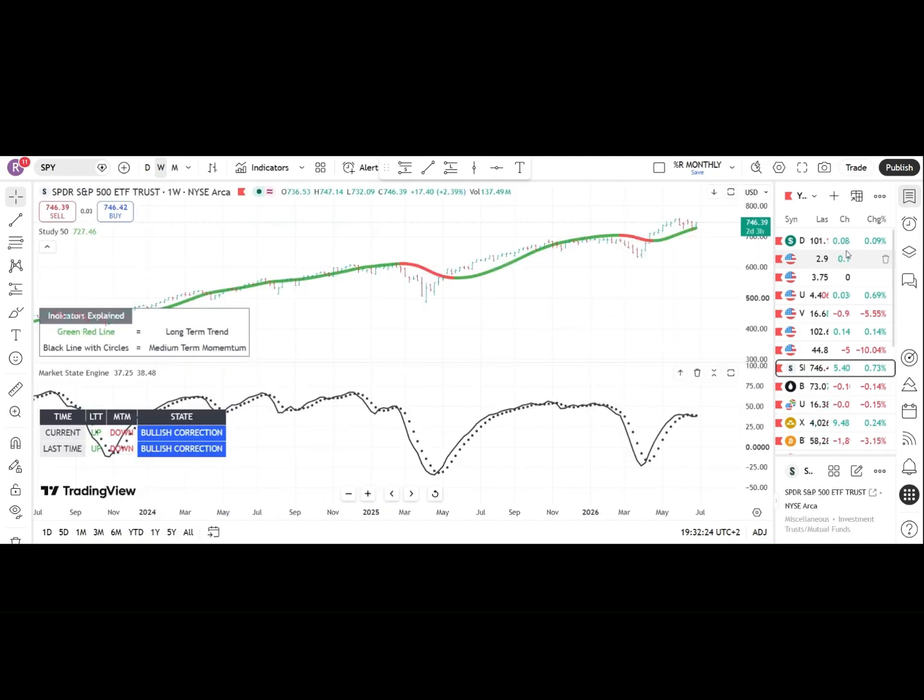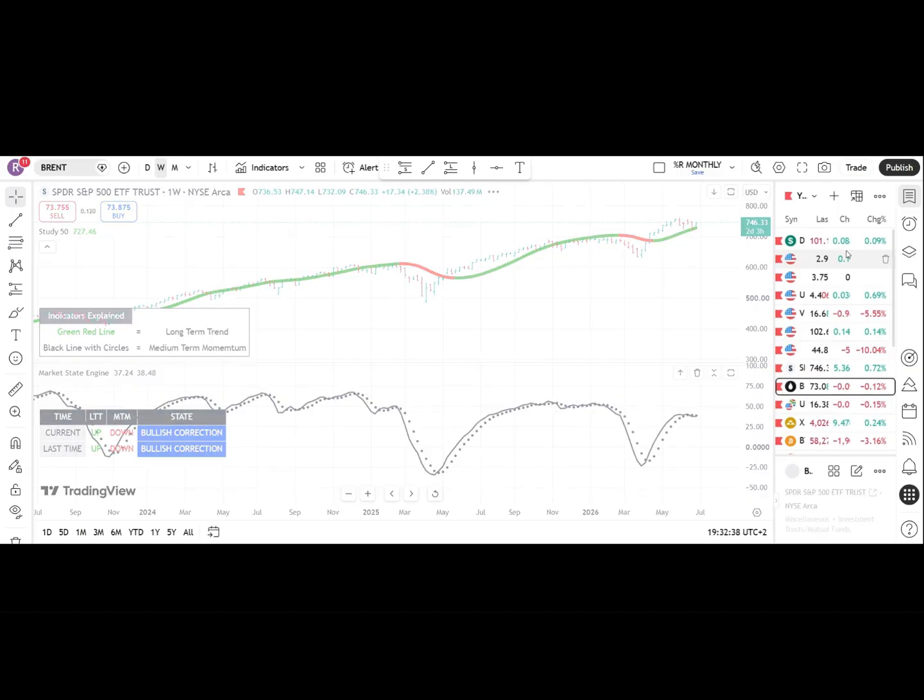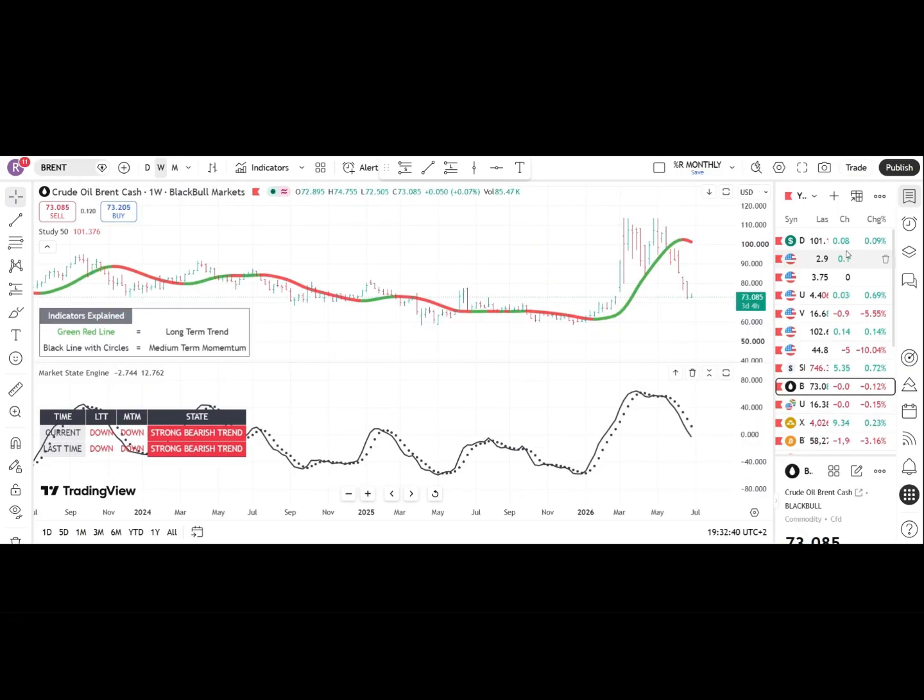The SPY, which is the SPDR S&P 500 ETF Trust, is continuing its bullish correction. Brent crude oil is continuing its strong bearish trend.